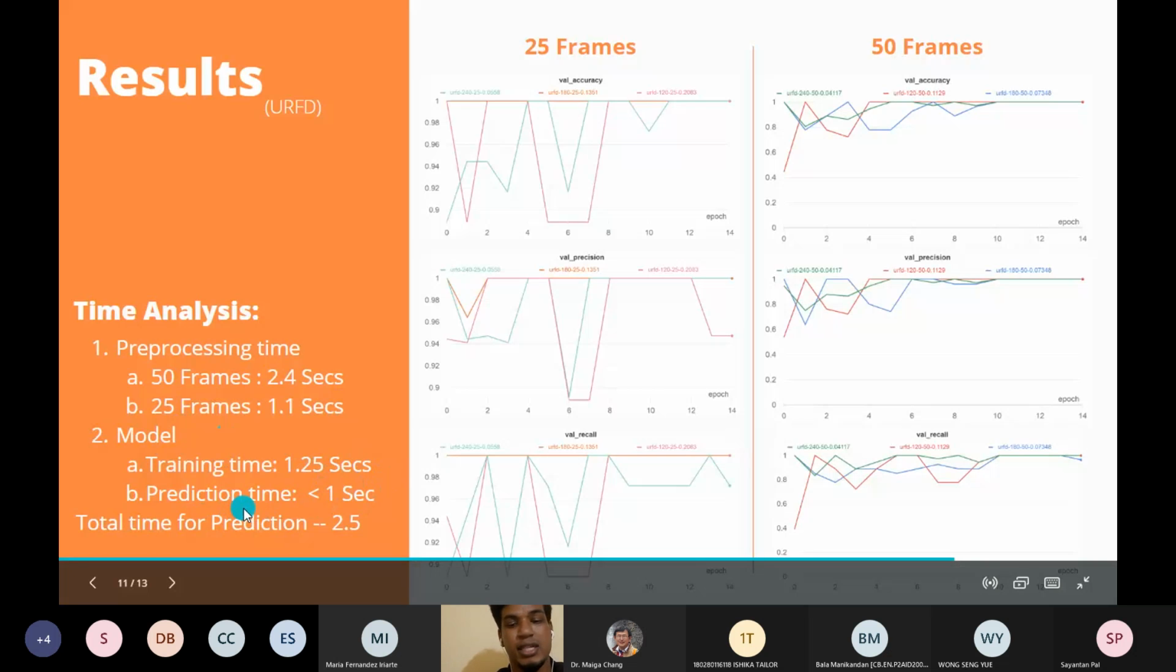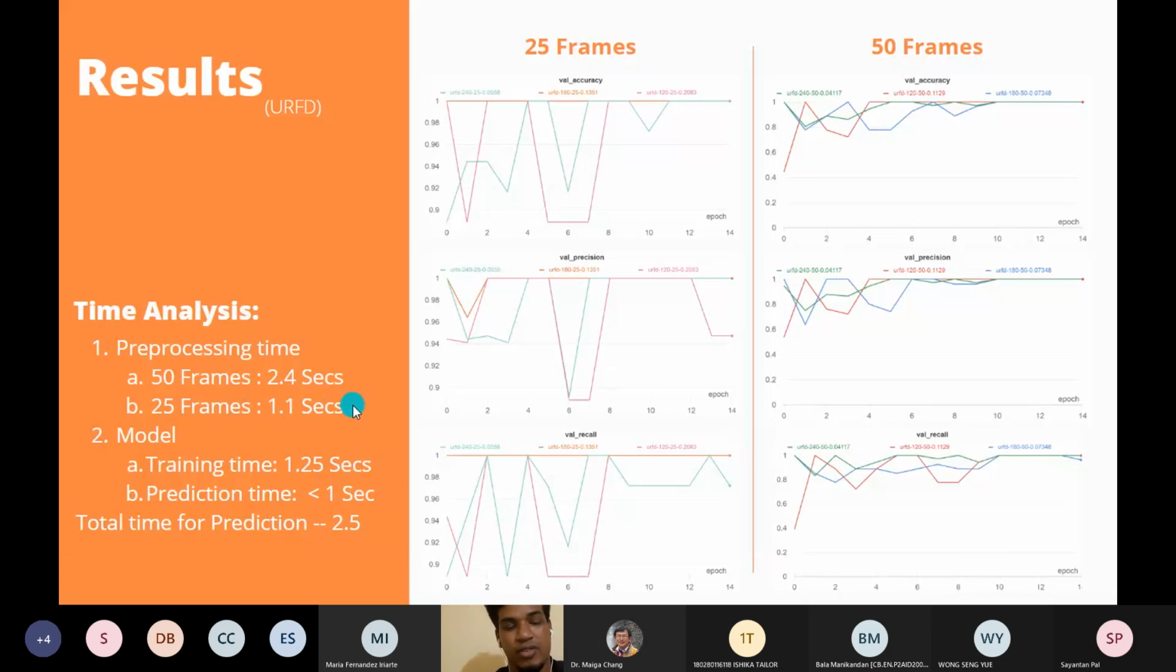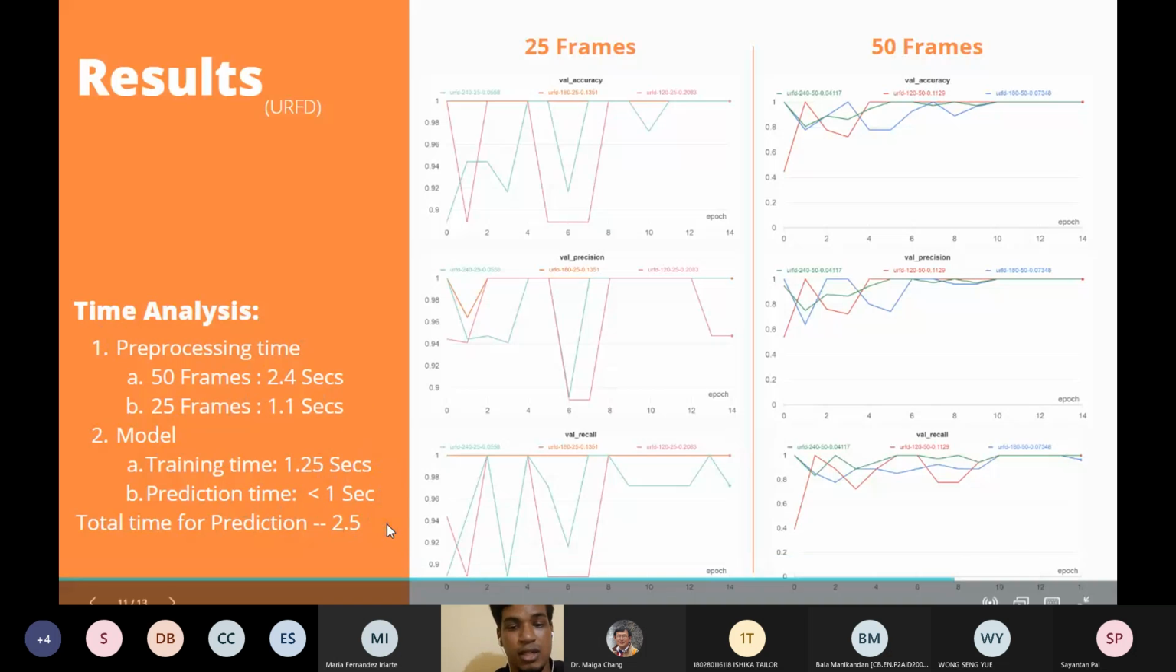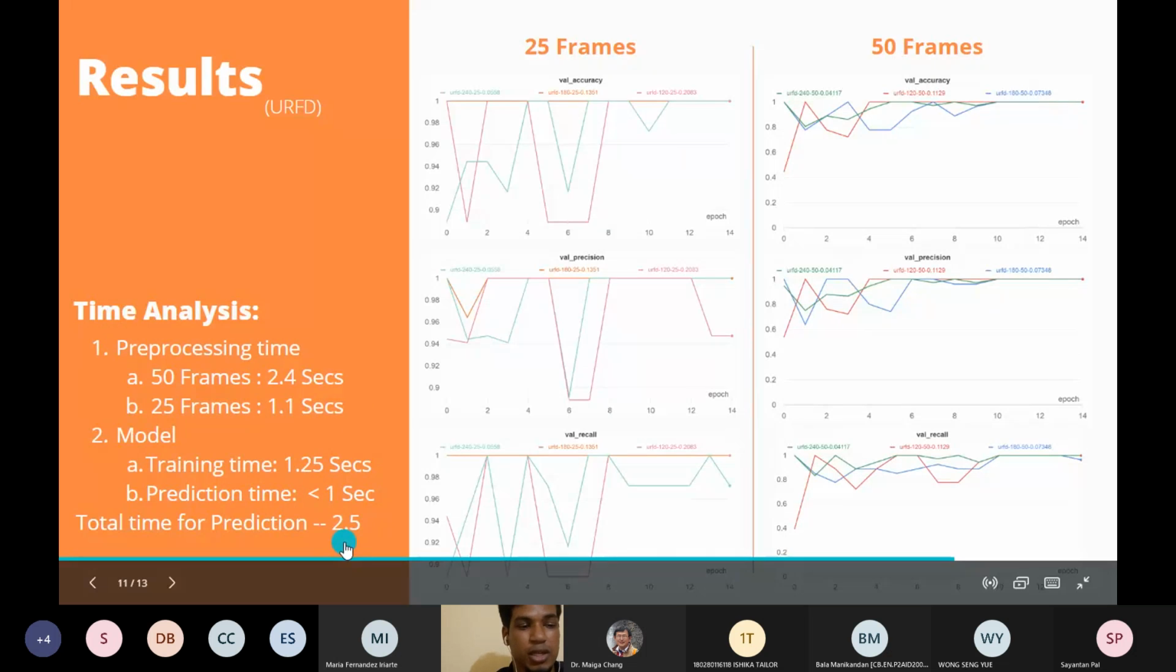So the prediction time is almost less than 1 second. The main time barrier comes from the pre-processing time, where we use the algorithm part. So the total time for predicting whether the person is falling is around 2.5 seconds.